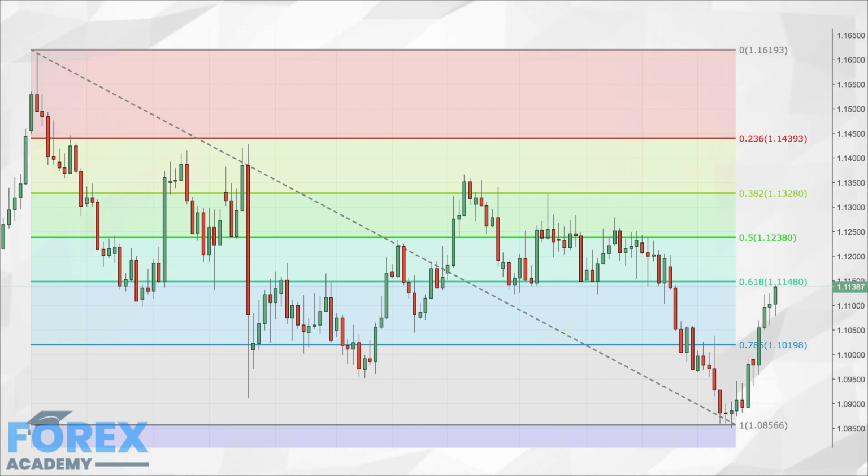Check out part 2 of money making using Fibonacci retracements to see examples of how these levels work in real trading.